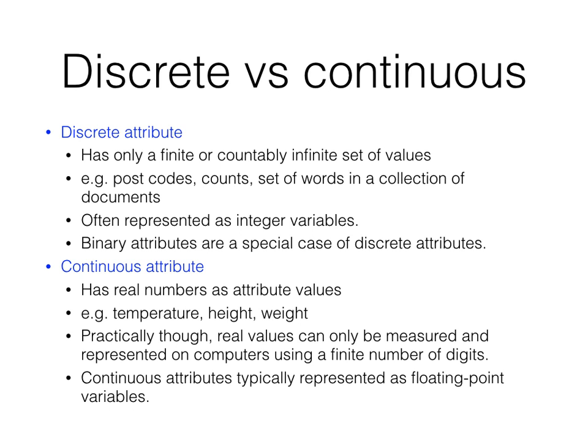The other thing we're interested in with attributes, or specifically numbers, is whether they're discrete or continuous. So with the discrete attribute, there's only a finite or countably infinite set of values. So, for example, postcodes or sets of words in a collection. So generally these are things that can be represented as integers on a computer. And binary is a special case. And we can contrast that with continuous attributes. Here, instead of storing them as integers, we store them as real values or doubles. So things like temperature or height or weight.